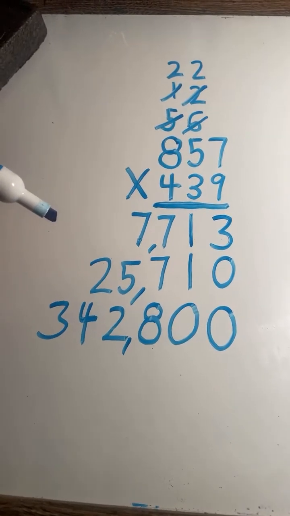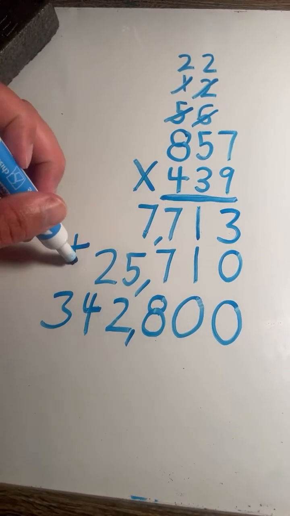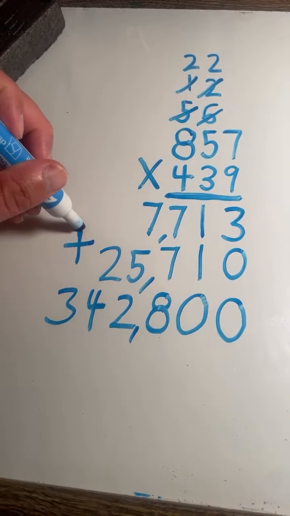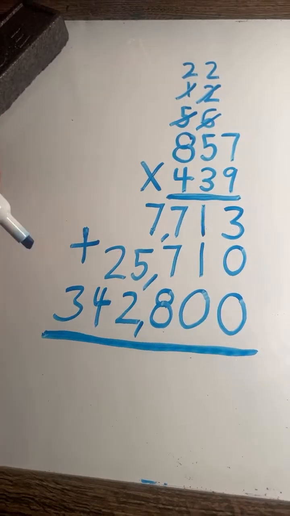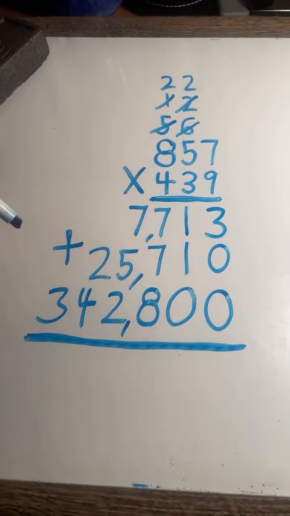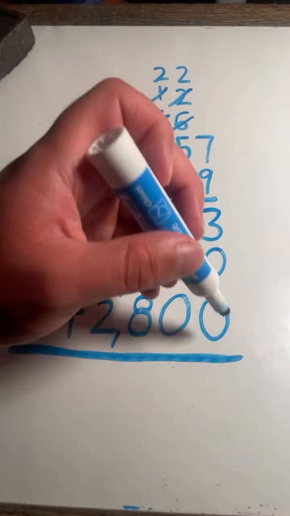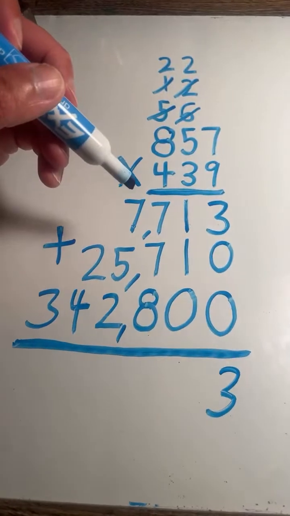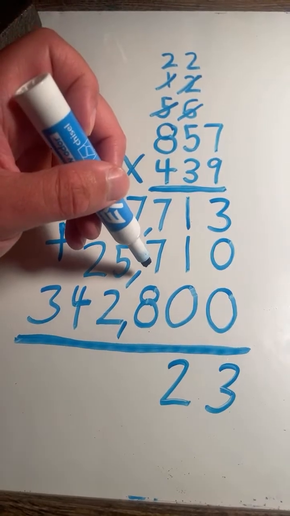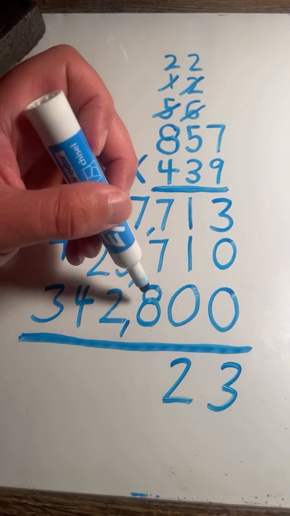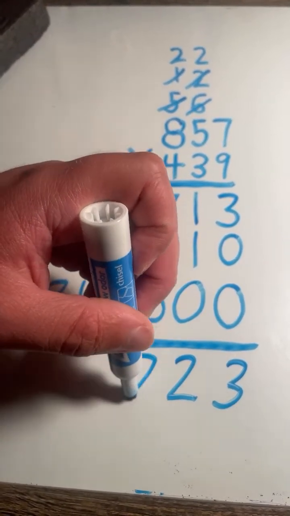Now to get our final answer, we have to add these 3 numbers together. So 3 plus 0 equals 3. 1 plus 1 plus 0 equals 2. 7 plus 7 equals 14. Plus 8 equals 22. 2, carry the 2.